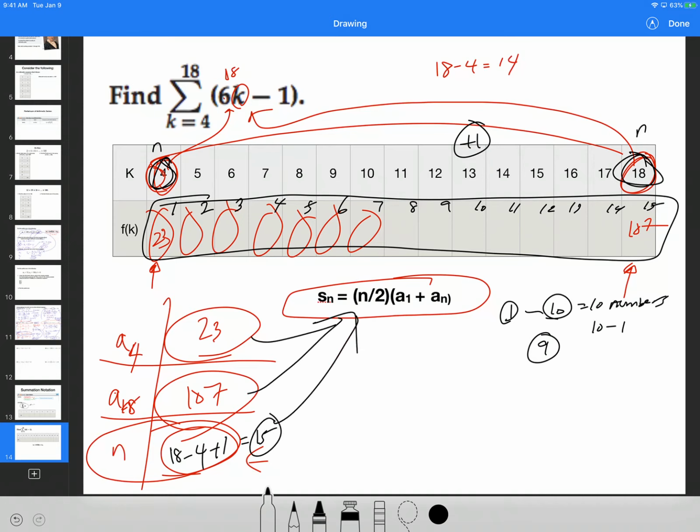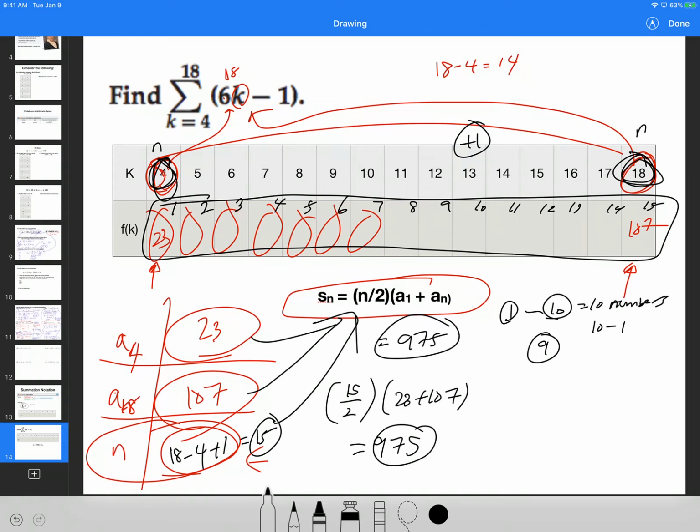Then let's plug all those components in there. 15 divided by 2 times 23 plus 107. That's exactly what we're going to do. So 107 plus 23 times 15 divided by 2 gives me my final answer to be 975. Okay, so the total sum of the 4th term to the 18th term would be 975. This is what you're going to say.